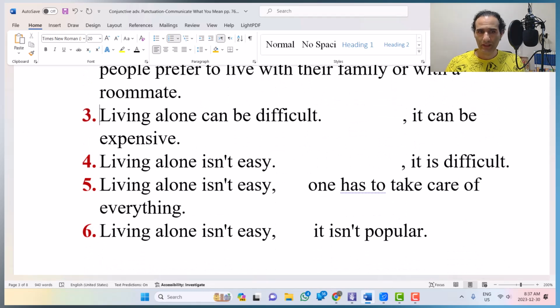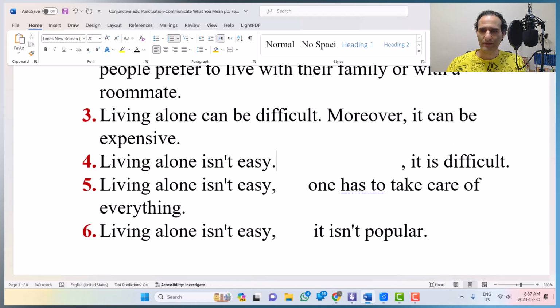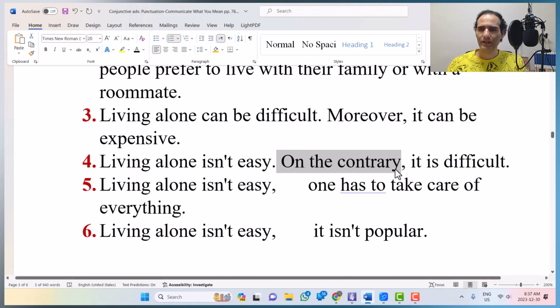Number 3, living alone can be difficult, again, comma after. So we need a conjunctive adverb. Moreover, and, in addition, it can be expensive. Living alone isn't easy, comma after. So conjunctive adverb. On the contrary, it is difficult. So it isn't easy. On the contrary, quite the opposite, it is difficult.